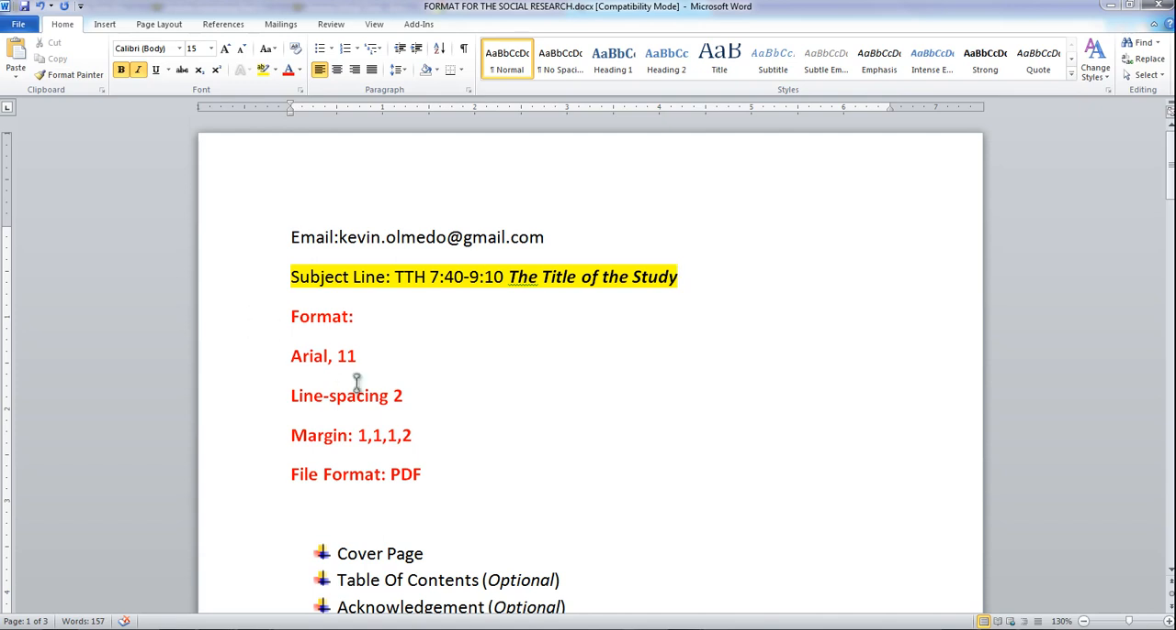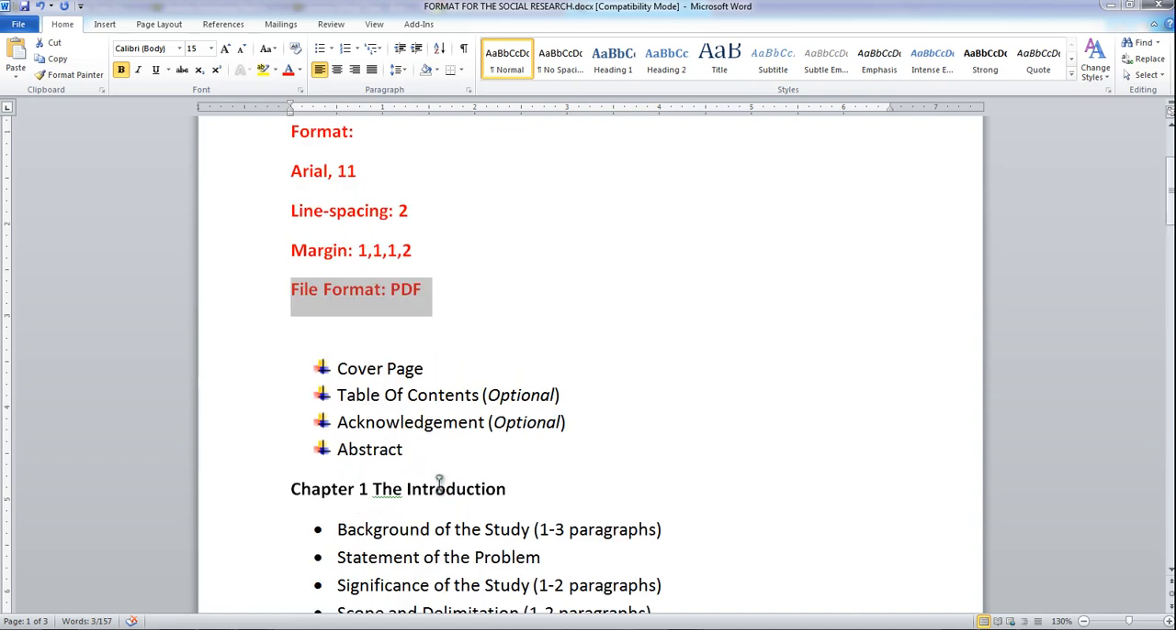The format is Arial 11. 11 is the base font. Line spacing, it's 2. Margins, it's going to be 1112. On top, 1. On the right side, 1. At the bottom, it's 1. And on the left side, it's 2. File format, it's PDF format.